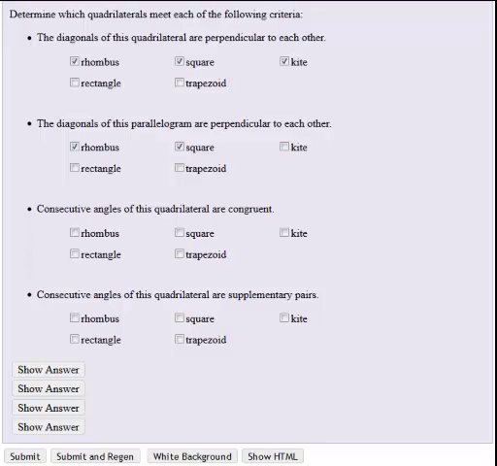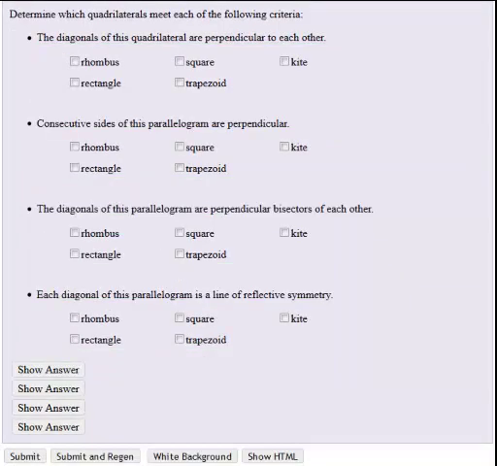Consecutive angles of this quadrilateral are congruent. That happens when you're dealing with a rectangle. A square is also a rectangle, so that works. And consecutive angles of this quadrilateral are supplementary. That's going to be true for any parallelogram, so that fits a rectangle, a rhombus, and a square. And again, for a trapezoid, not every consecutive pair of angles is supplementary, but select ones will be.